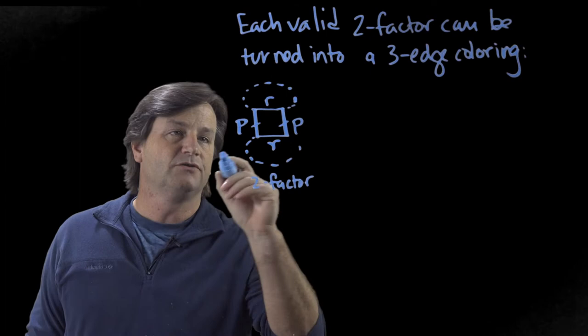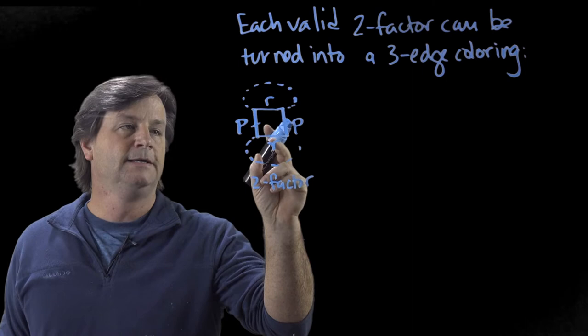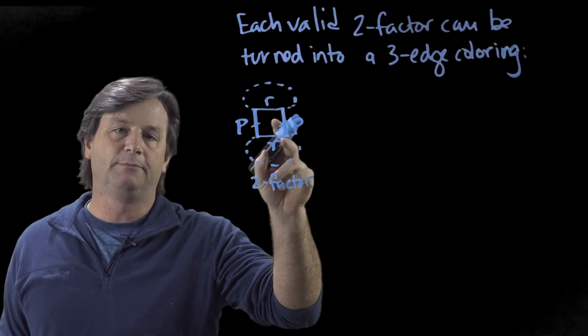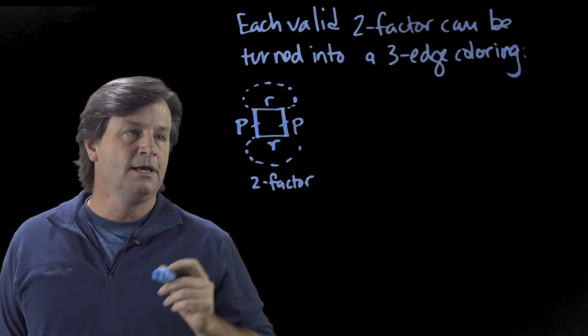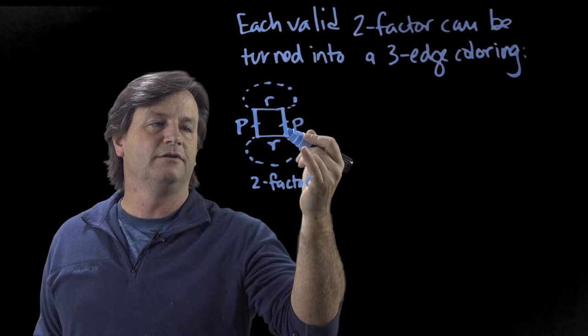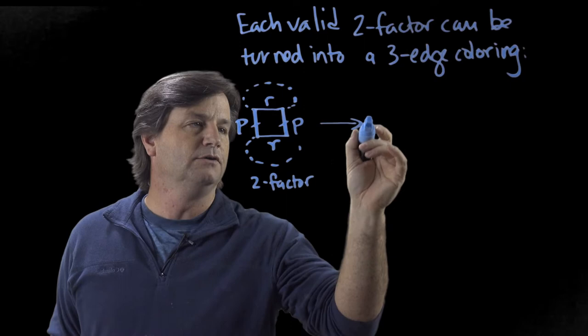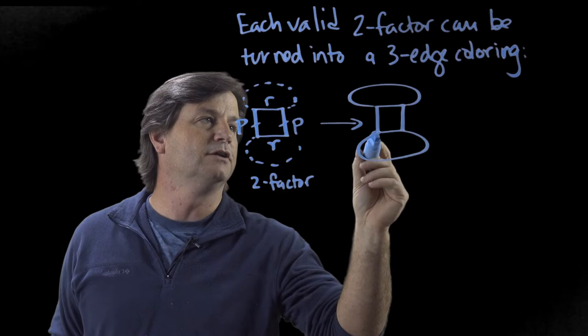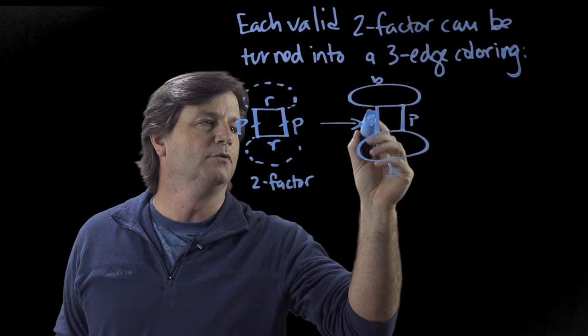So here's a two-factor, the square two-factor in the examples I was showing on the previous board. And with a two-factor, you can just go around labeling red, purple, red, purple, red, purple until you complete the two-factor. And then what you notice is that you can just replace the other edges with a third color, like blue. So if we do this, we get what's called a three-edge coloring, where this is blue, and this is blue, purple, purple, and red, and red.